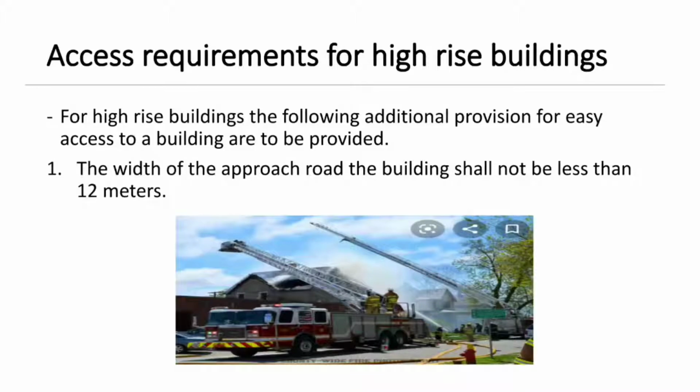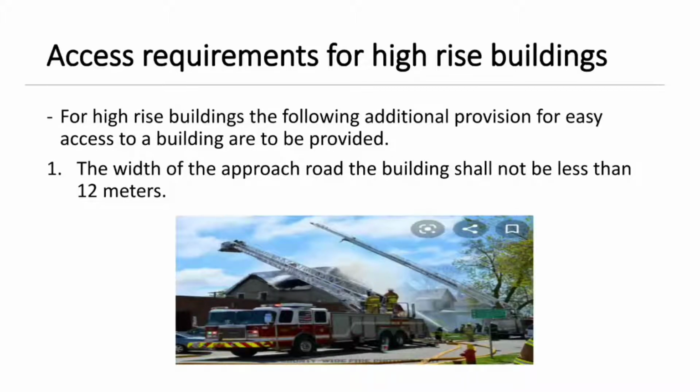For high-rise buildings, the following additional provisions for easy access of the building are to be provided. In this definition you can easily understand what we are going to discuss today. We are going to discuss the width and the accessibility of the building. If there is a fire outbreak in a particular high-rise building, there should be specific space or roads where the fire department can travel, and the fire engines can easily access the building.